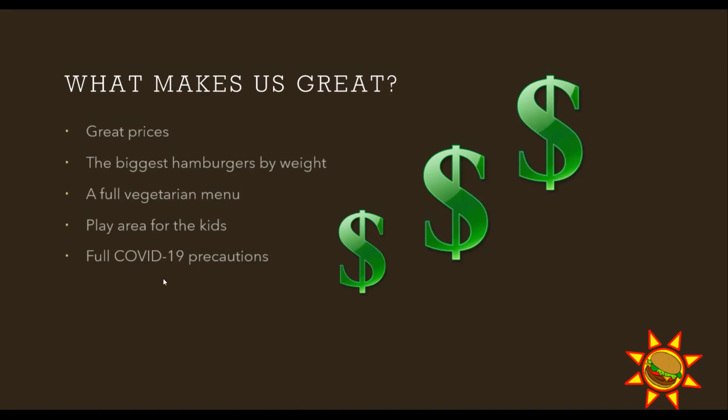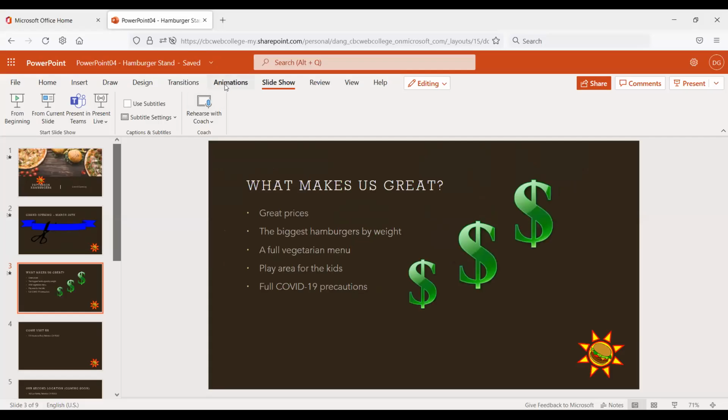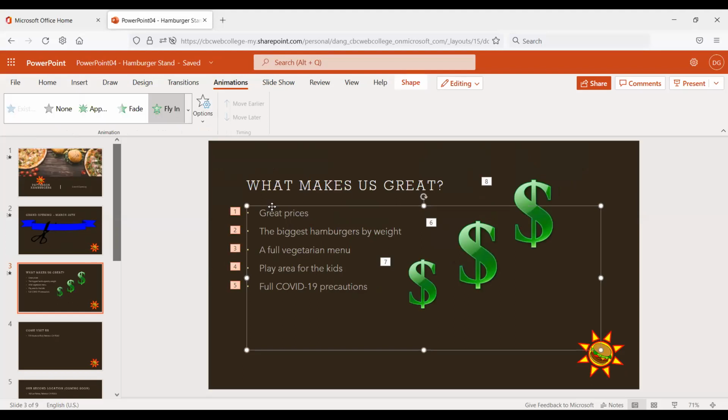Done. Now you may ask, when I did the animation here for the text, why did each line come in separately, whereas yesterday they came in groups? Well, remember, each of these items is on the same level. They're the top level. If I went to the biggest hamburgers by weight and I hit the tab key, what happens is then it's grouped together with the other bulleted item. So if it's in the hierarchy of bullets, that's what's going to happen.